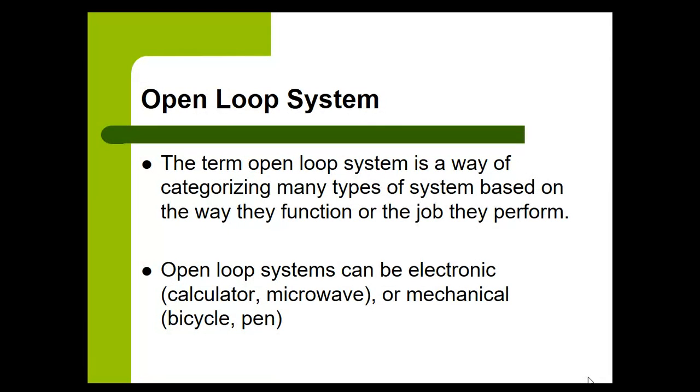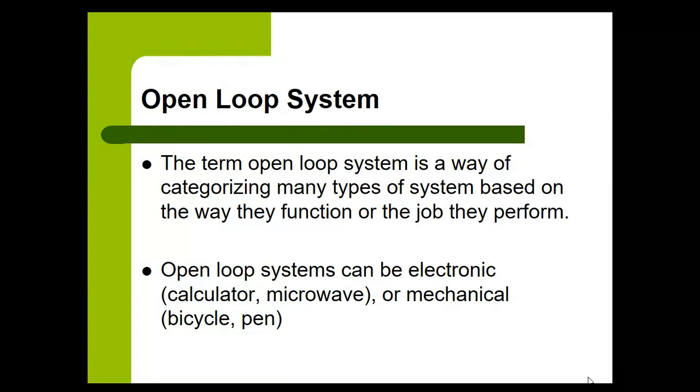When we talk about open loop systems and closed loop systems, the same thing is true. This title is a way to categorize a system and what it does. Don't think of open loop systems as being less complicated than a closed loop system, which we'll talk about later. Open loop systems can be electronics, like the microwave or like a calculator, but they can also be mechanical, like a pen or a bicycle. All right? It doesn't matter the complication level, it matters how they work when they do what they're supposed to do.